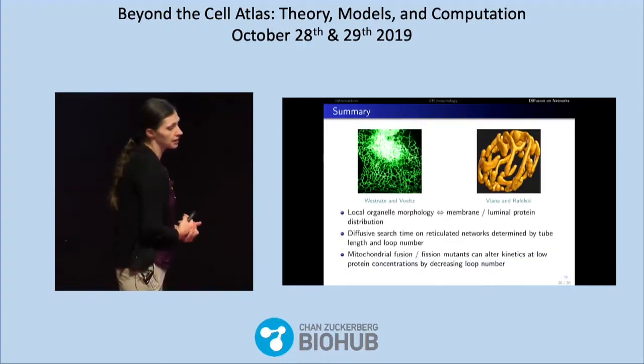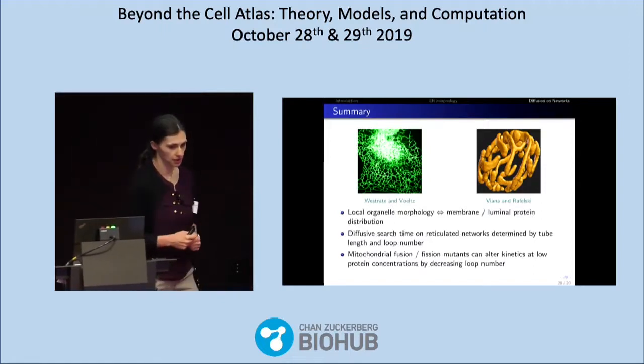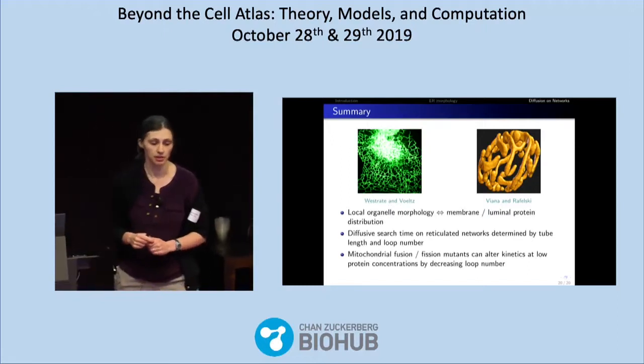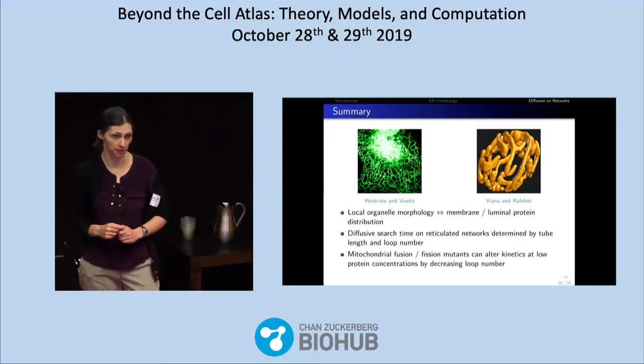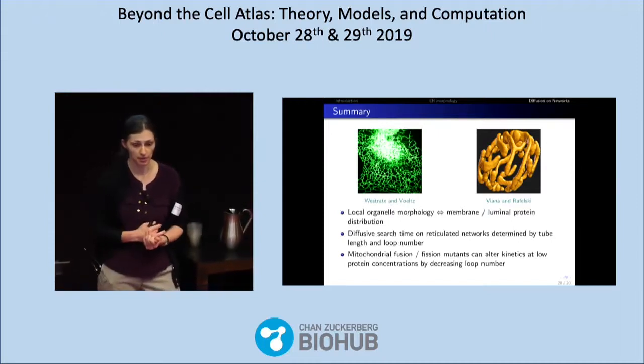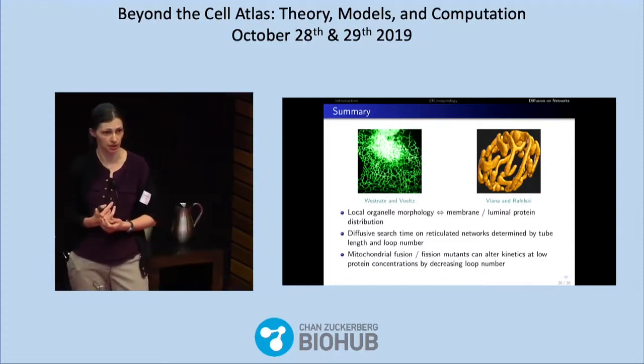All right, so to sum it up then, we've explored the connection between the local organelle morphology and the ratio of membrane and luminal proteins in the ER. We've shown that the diffusive search time on networks can be fairly well predicted by a combination of these two morphological parameters, the tube length and the loop number. And we've shown that mitochondria, with their fission and fusion mutants, can actually alter kinetics by changing network connectivity.